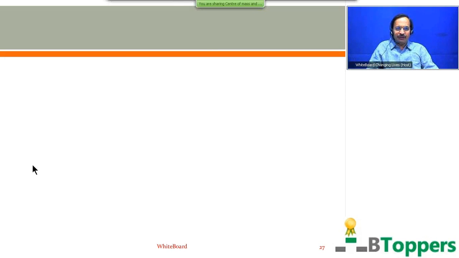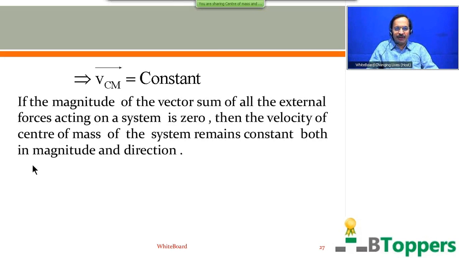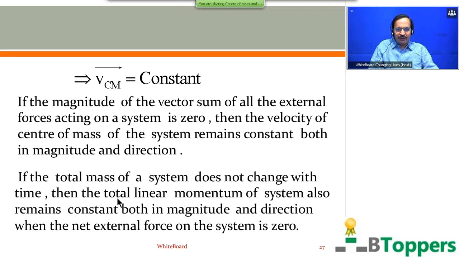So if the acceleration of center of mass is 0, the velocity of center of mass is constant, or VCM bar is constant. So if the vector sum of all the external forces acting on a system is 0, the velocity of center of mass of the system remains constant both in magnitude and direction. The total mass of the system does not change with time. Then the total linear momentum of the system also remains constant both in magnitude and direction when the net external force on the system is 0. Come on, finish copying this.